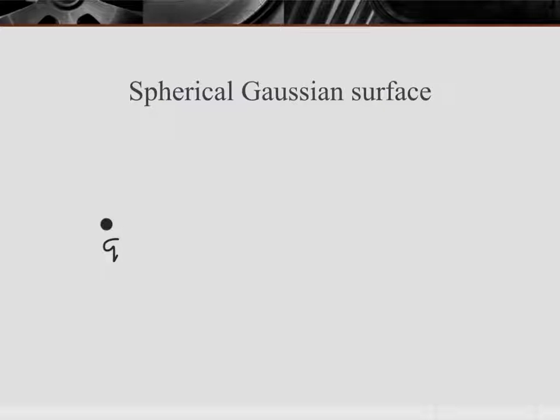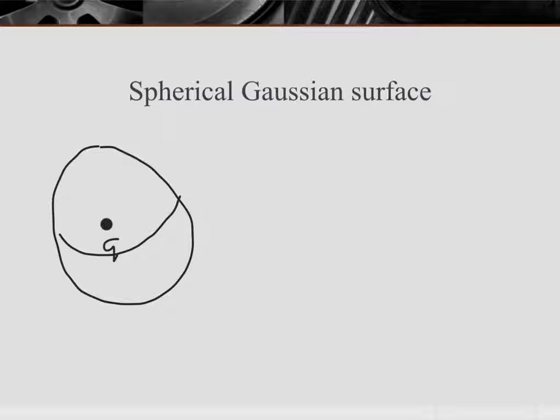Now consider we have a charge Q, and we want to find the electric field due to that charge around that charge. So to use Gauss's law, let's first draw a sphere around Q. On the sphere, the normal vector points radially outward from Q along the radius. Well, E also points out along the radius.